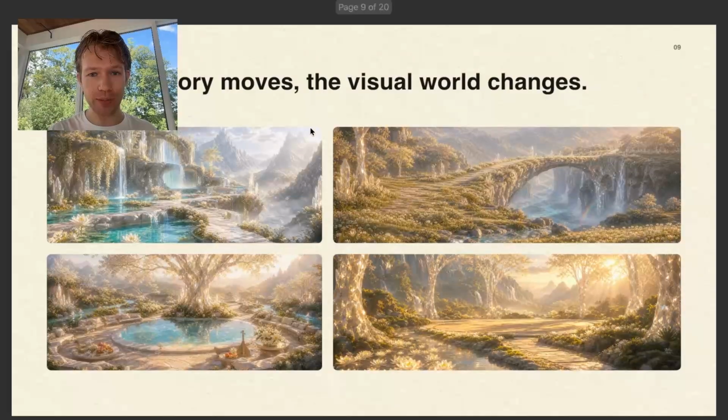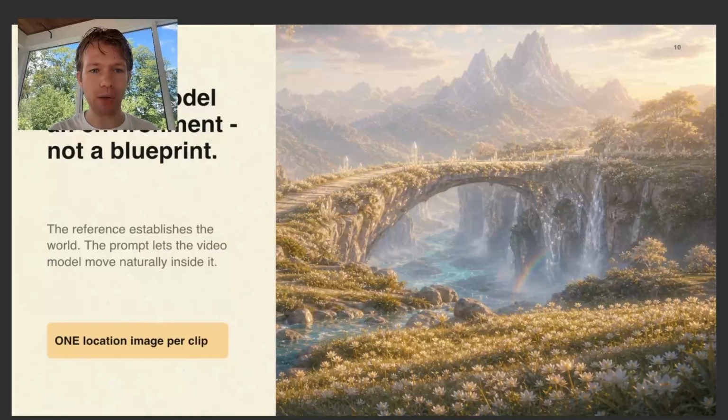And when I do it this way, I'm allowed to change the visuals as the story moves forward. So when the character was in the paradise area, these are the reference images that I used. And I noticed that I'm only using one image for the location. This is because I'm giving the model an environment, not like a specific blueprint.